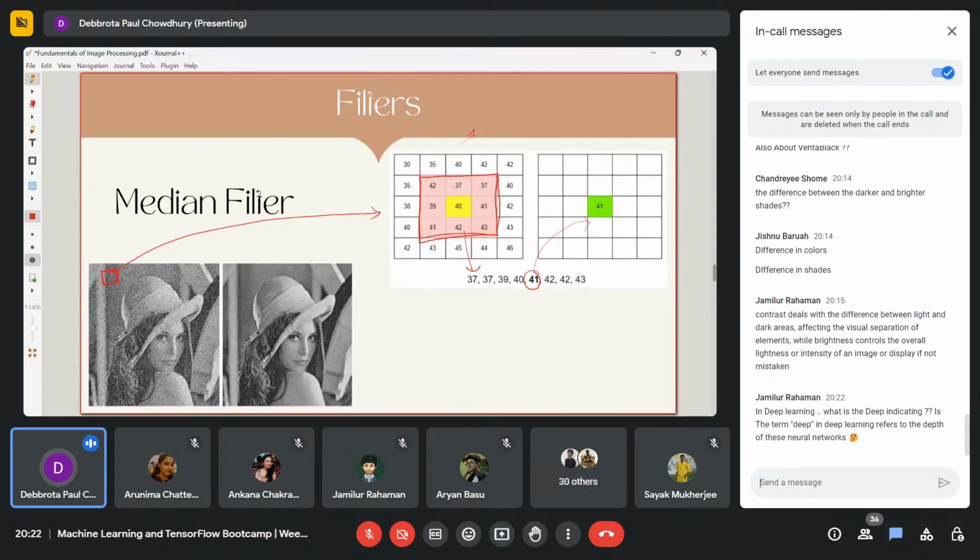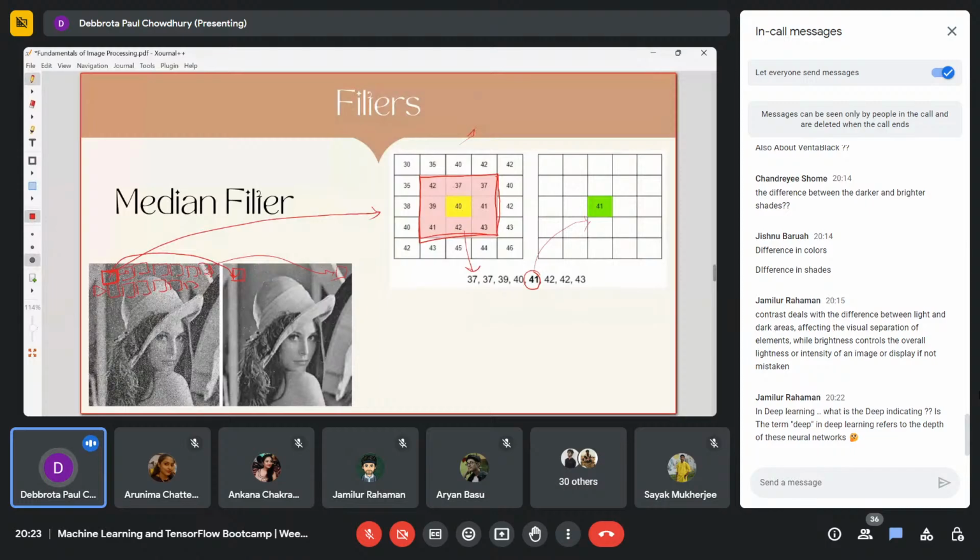Like that, we do it for each 3 by 3 block. For each 3 by 3 block, we use this median filter and replace it with the median value, and the corresponding value will be this one. Whenever we replace, we are actually averaging and we get a better value. We are actually removing the noise. So using this kind of filter, we can remove the noise.